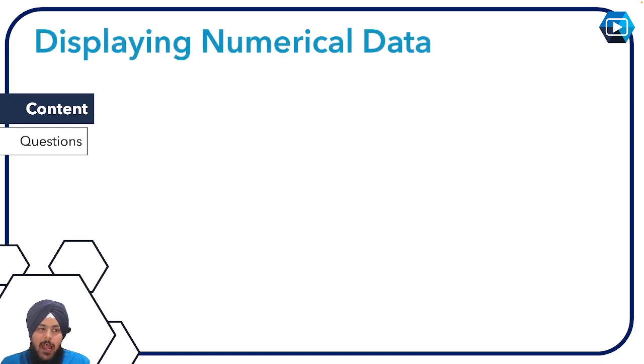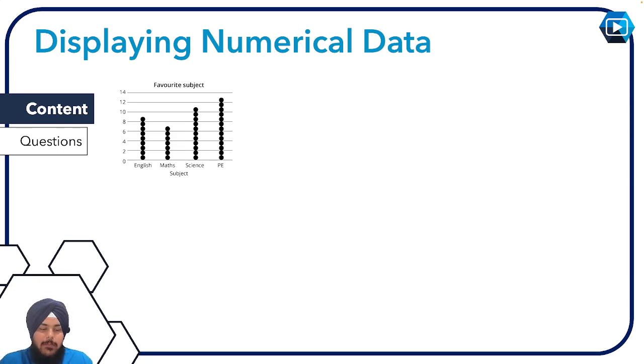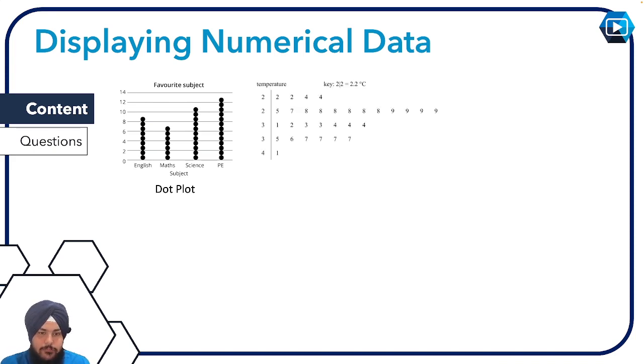Okay, now we'll have a look at how we can display numerical data. So numerical data can be displayed very simply in the form of a dot plot. So in this case, we again have different subjects, but this time we are recording how many students have selected that subject. So it might appear really familiar to a percentage bar chart or a percentage segmented bar chart, but it's just a little bit different in terms of the representation.